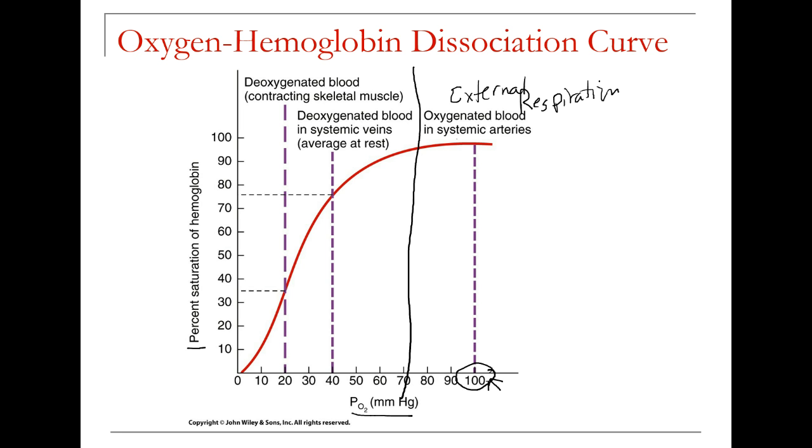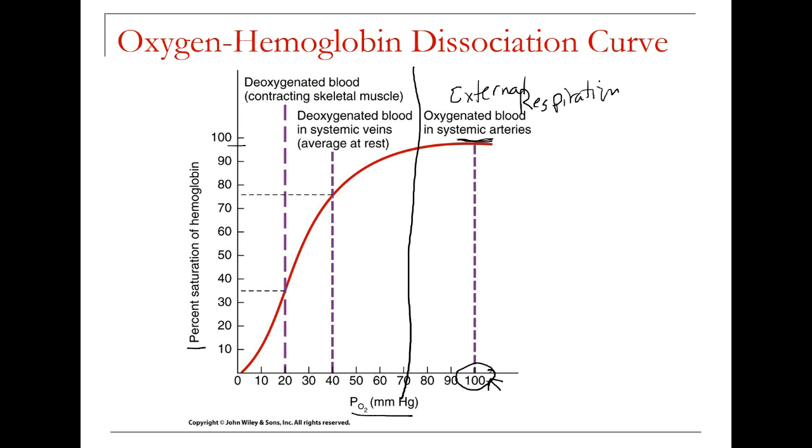All right, so we have our highest level. If we go over here, we can see that we are nearly at 100% saturation. So that's what we see around the lungs. Now we're going to take that oxygenated blood, move it through the heart, out to the systemic arteries, and move it to the capillary beds at the tissues that will need some oxygen.